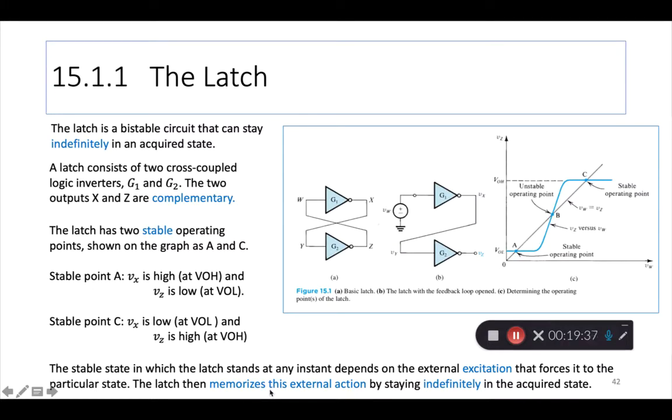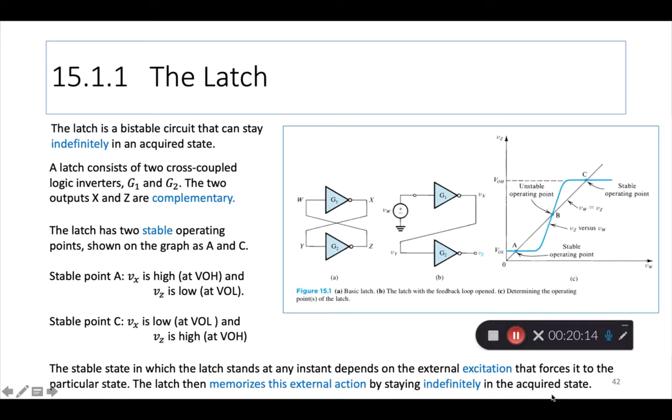So let's quickly look at the last sentence. The stable state in which the latch stands at any given instant. So at any given point, it's either in this stable point A or stable point C. It depends on the external excitation that forces it to that particular state. So something happened previously that pushed the latch either to point A or point C. The latch then memorizes this external action by staying indefinitely in the acquired state.